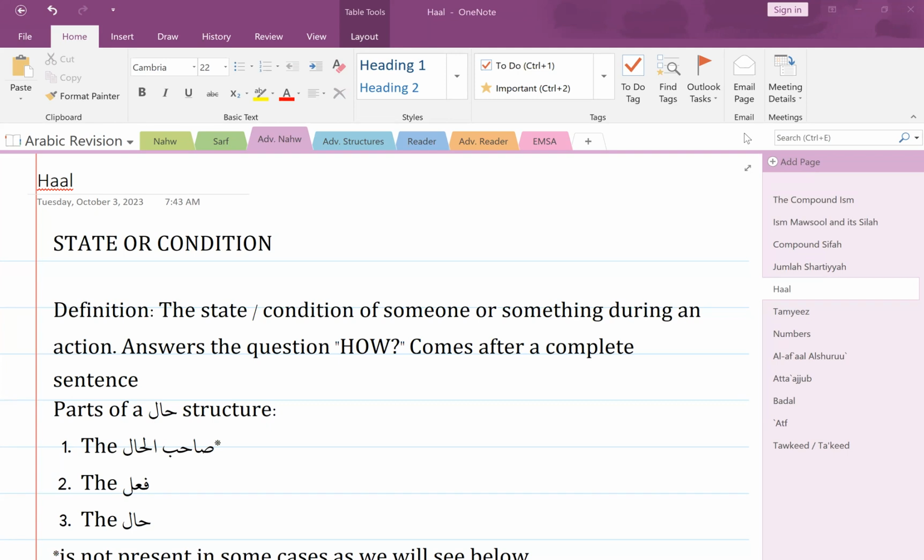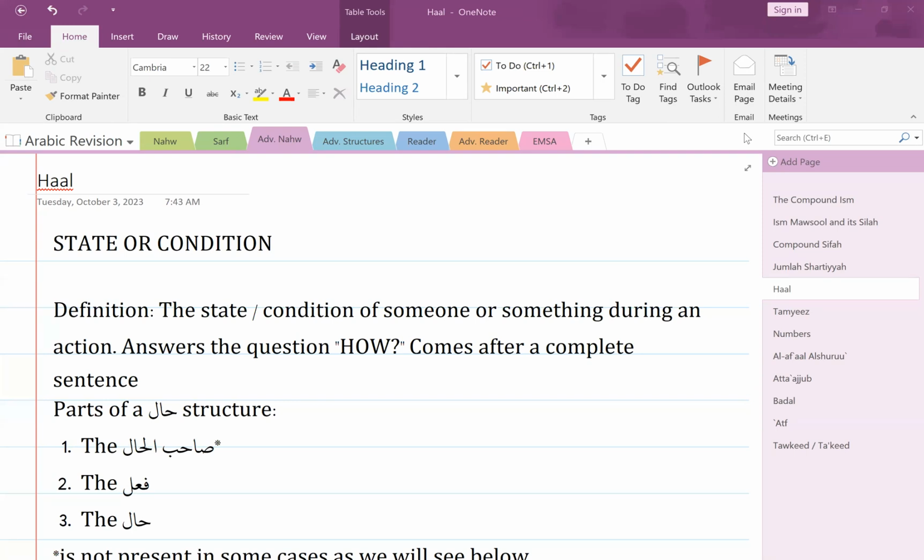Okay, and it always comes after a complete sentence. And by a complete sentence, we don't mean where the full stop ends. Basically, in Arabic, a complete sentence is فعل فاعل or مبتدا خبر, or مبتدا متعلق بالخبر. That's what we know makes a complete sentence. So that's what we mean when we say it comes after a complete sentence.